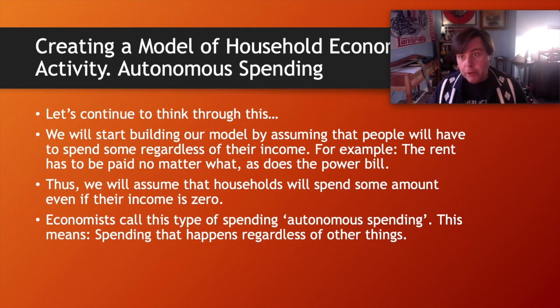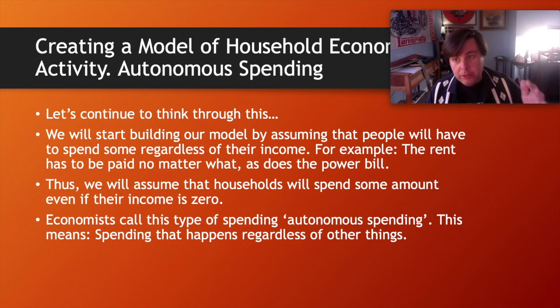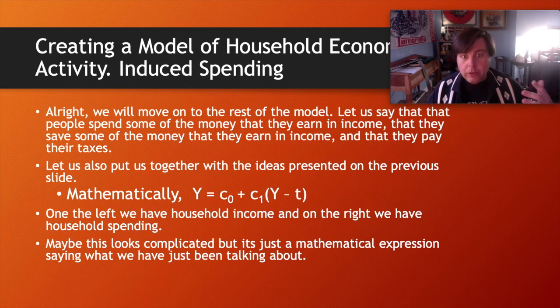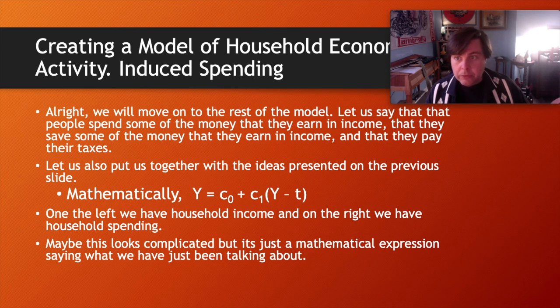Now, the first part of that spending, the spending that we do regardless of income, economists have a fancy word for that. They call it autonomous spending. And they also have a fancy word for the other type of spending that we do, induced spending, so spending that is related to income. So what would this model look like?